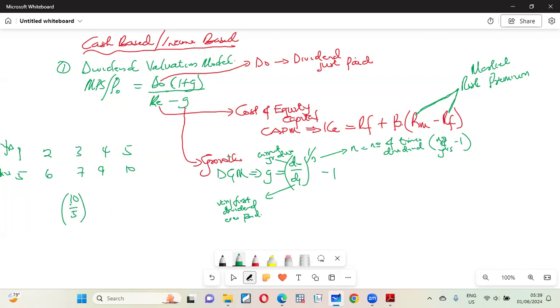Now, the tricky part is the N. We said N is the number of times the dividend is growing. Can you give me the number of times the dividends have grown? Just try. I know I've not shown you yet, but just try. You may catch it. How many times is the dividend growing? So 4. That's correct.